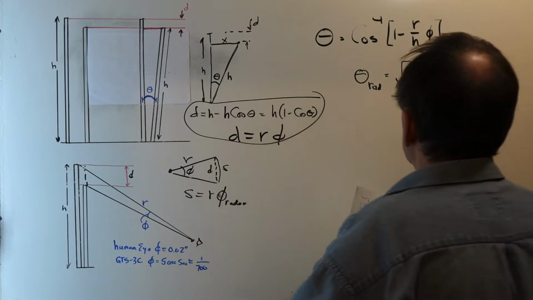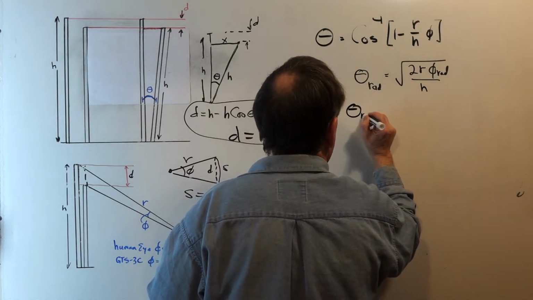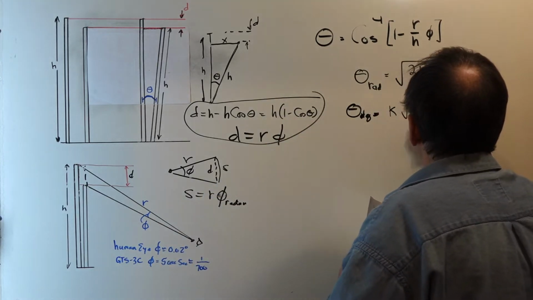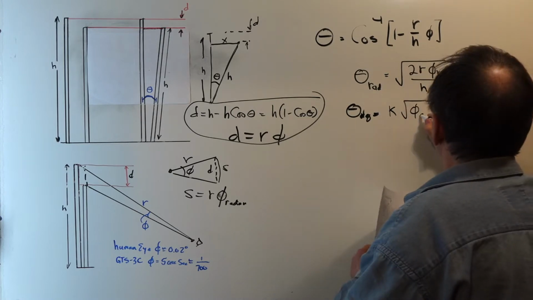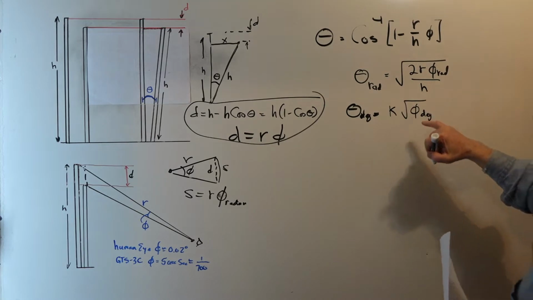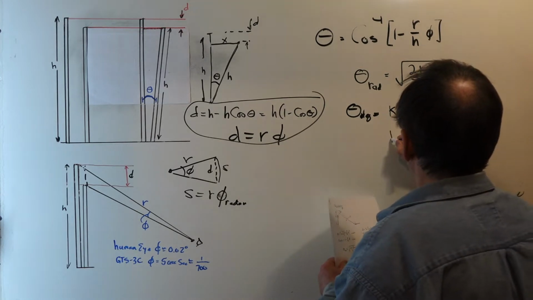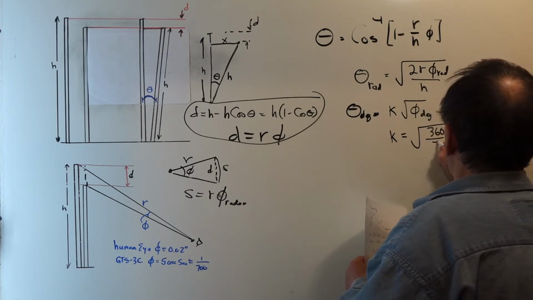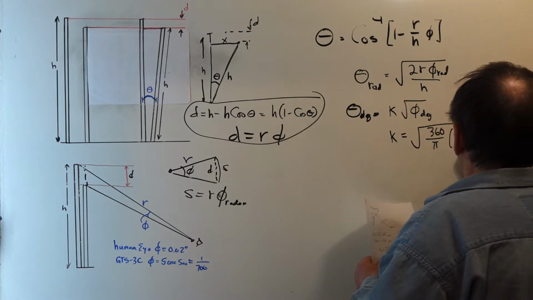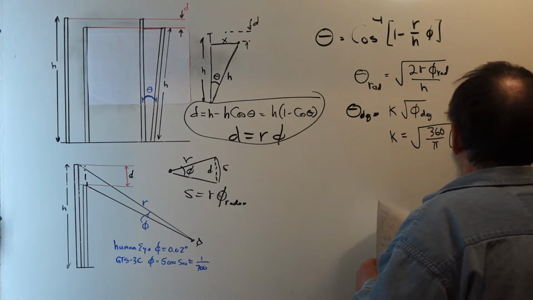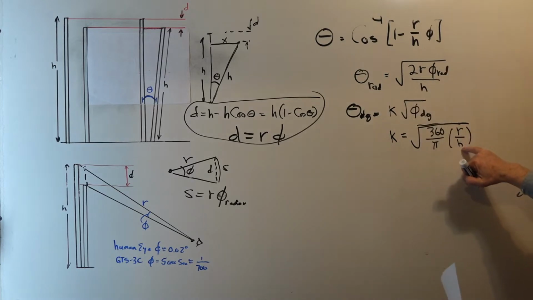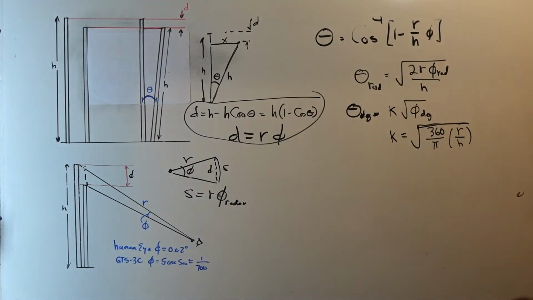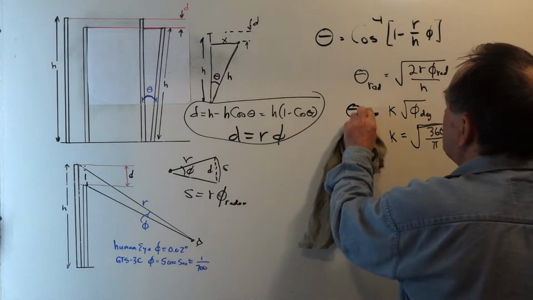Now, if we want to express this in degrees, use theta in degrees rather than radians, this comes out to k times the square root of phi in degrees. If you express phi in degrees rather than radians, then k is 360 divided by pi times the ratio of the distance the poles are from the observer, r, divided by the height of the poles. So this is an approximate relationship that's very good, has very little error.